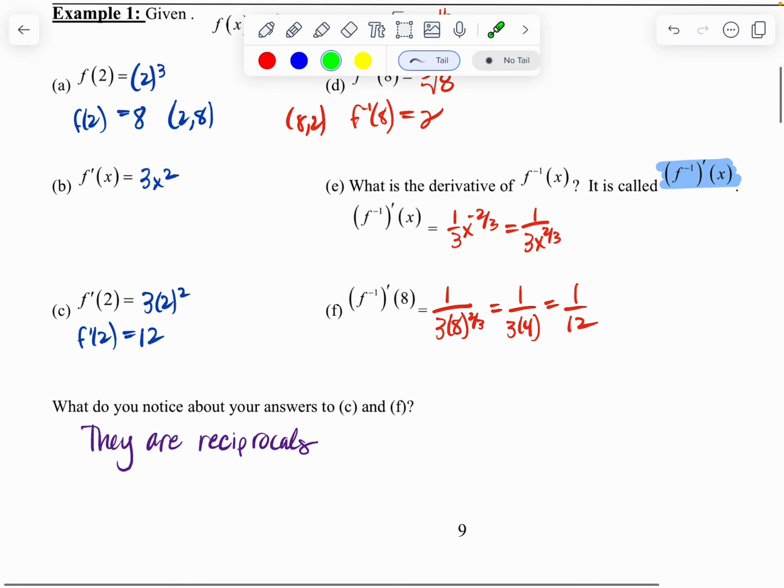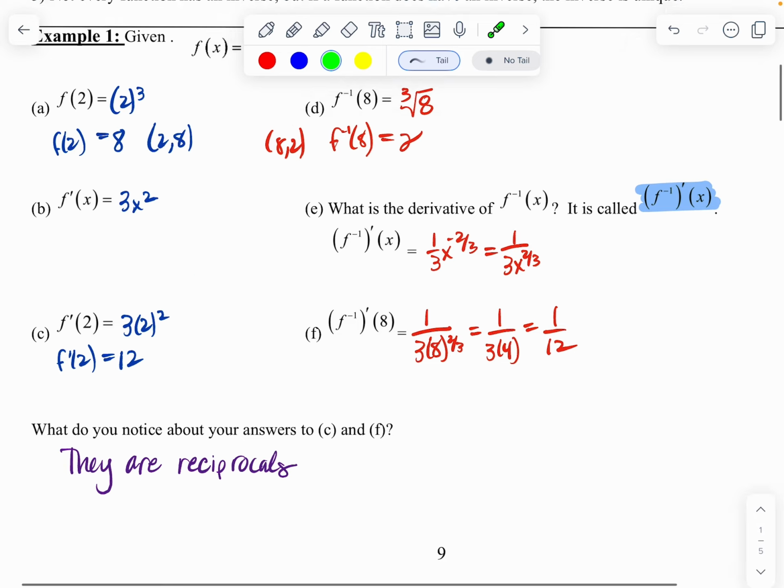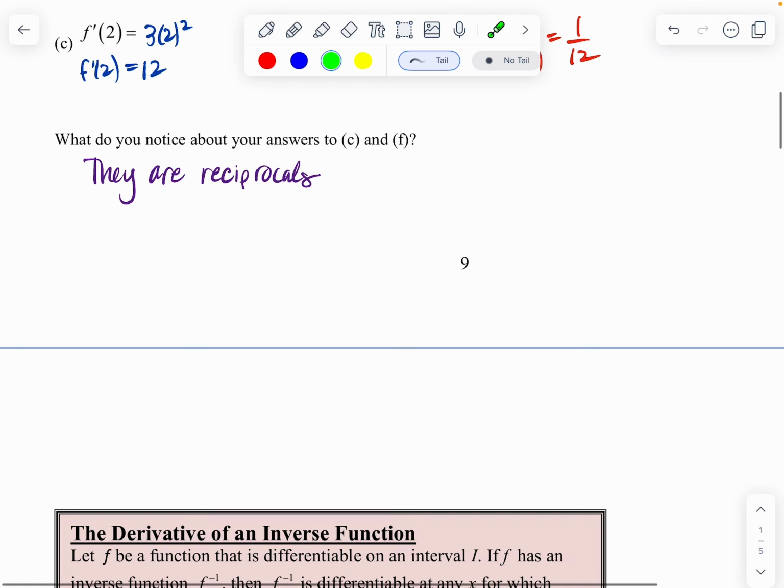And hopefully what you notice is that the answers to C and F, those are reciprocals. That's going to come into play because when we need to find the derivative of the inverse, it starts out as a reciprocal of this other derivative over here. All right, let's keep going.